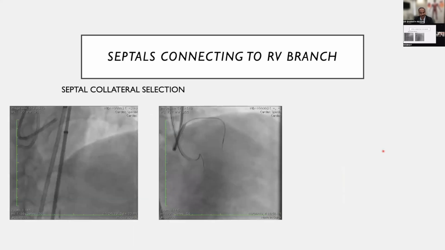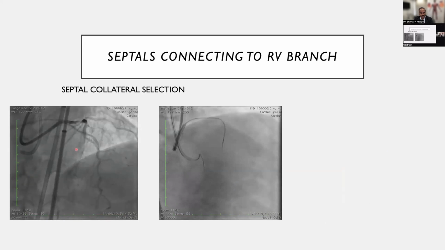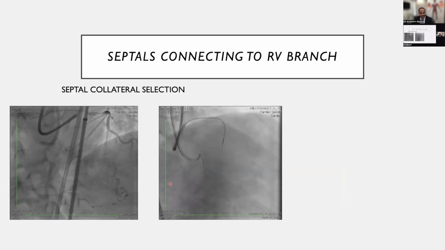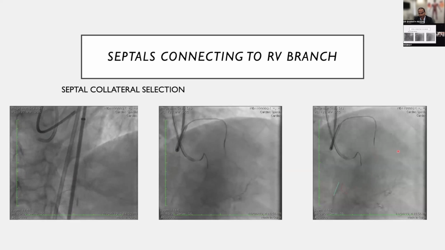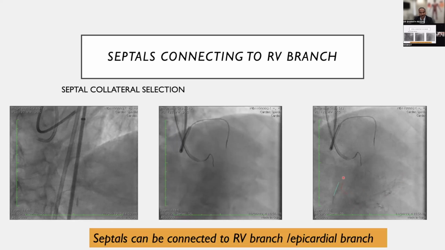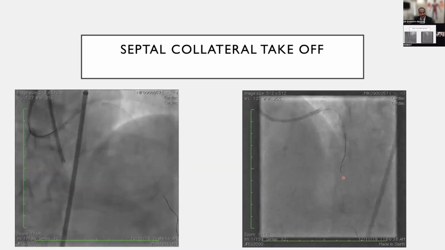And in septal collateral, sometimes septal collateral can be connected to the RV branch. We have to be very mindful of that. So always choose a collateral which is connected to the PDA, not to the RV branch, because these collaterals traverse through acute angles. And when you try to send a microcatheter across such angles, you might end up perforating these collaterals. So be mindful while choosing septal collaterals.